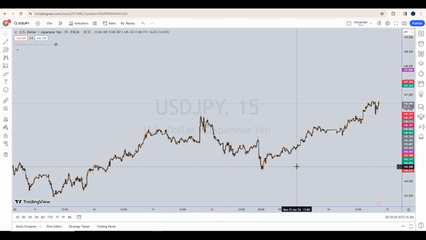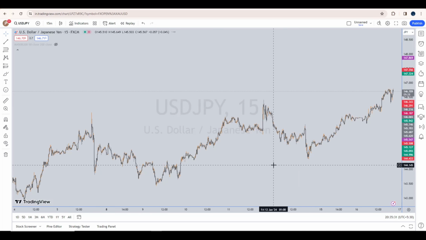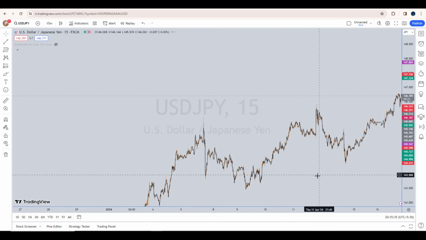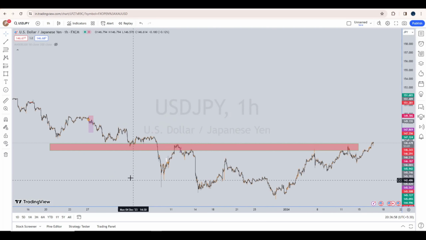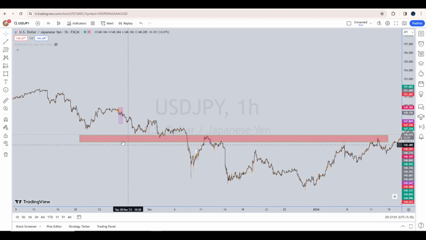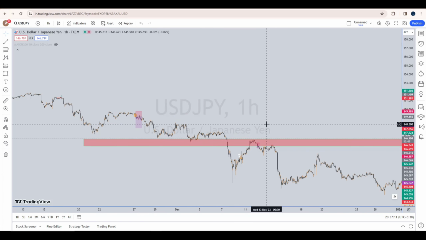As you can see, I've opened a USD JPY chart on a 15-minute time frame. First we will see a live example of supply and demand zones. Okay, so let me find a supply and demand zone first. So I've drawn a support level right here, as you can see on a USD JPY chart on a 1 hour time frame. What I'm trying to show you is what a supply or demand zone is.